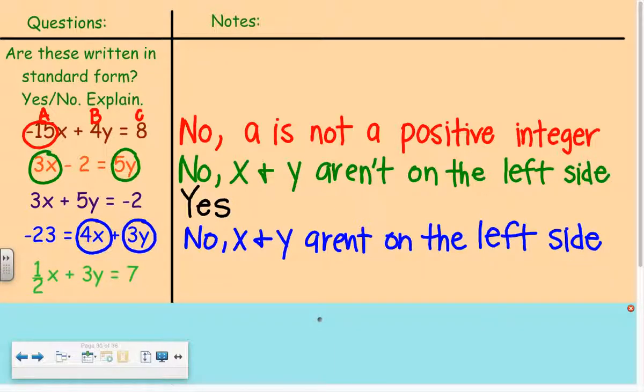1/2 x plus 3y equals 7. X and y are on the left side, so that part is good. Is a a positive integer? Nope, it's a fraction, and we can't have any fractions. So no, there is a fraction.